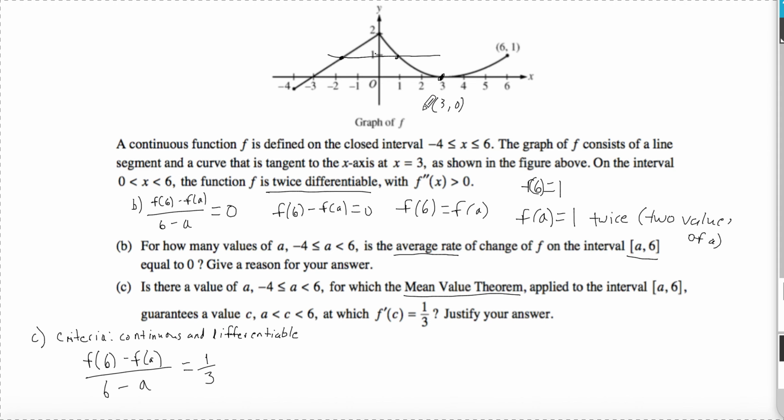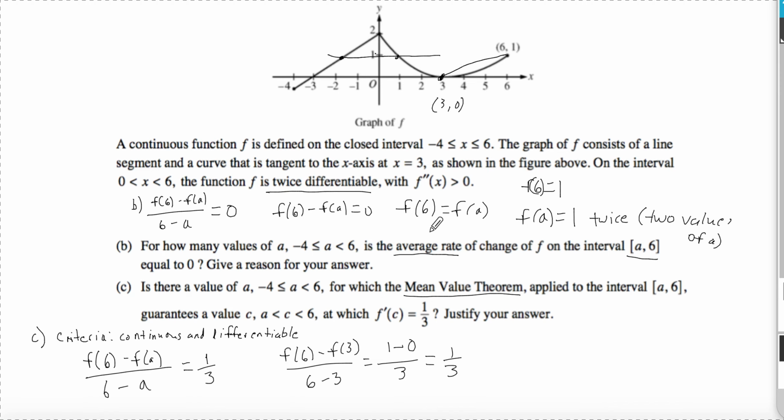Well, let's just try that. Let's try the point (3, 0) as our a value. So that'd be when a is 3, right? So let's just try this. F of 6 minus f of 3 over 6 minus 3. F of 6 we know is 1. F of 3 we know is 0. 6 minus 3 is 3. Hey, look at that. We found that the slope of the secant line from x is 3 to x is 6 is 1/3, right? And we know that the function is going to be continuous and differentiable on that interval.